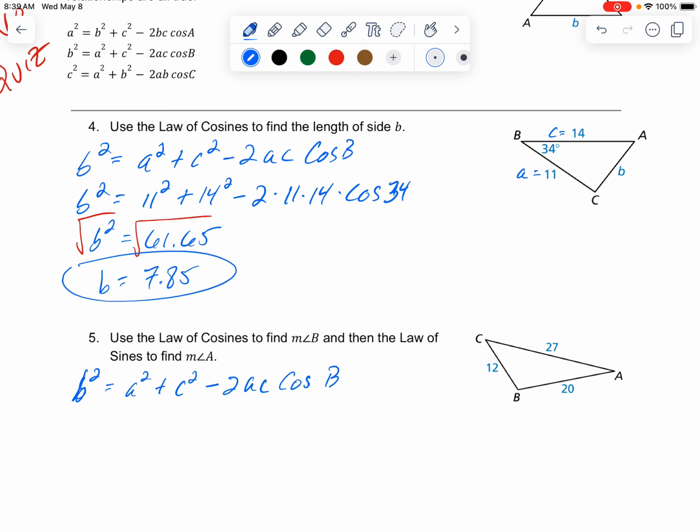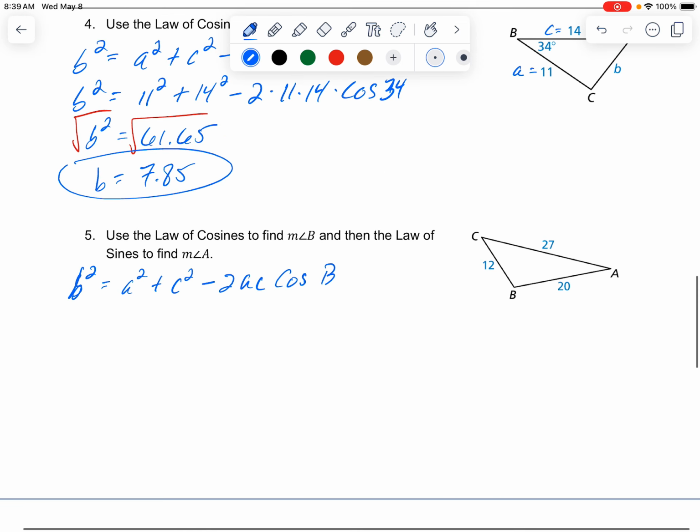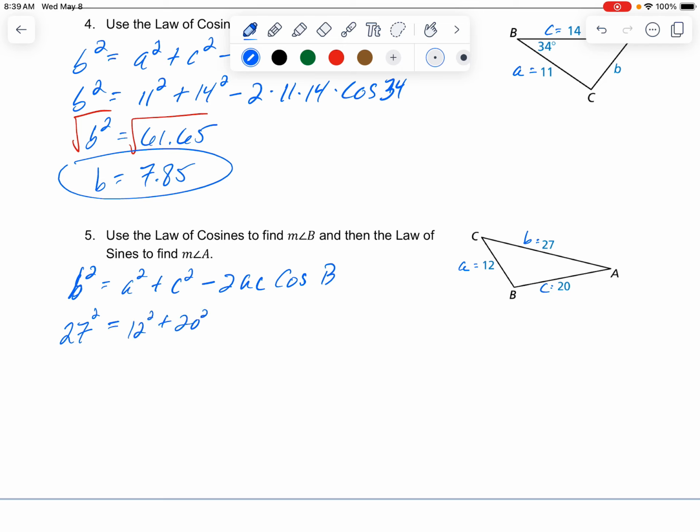And once again, I'm just going to fill in everything I know. That's side b, this is side a, this is side c. So let's just start by plugging them in. So b is 27, so 27 squared equals 12 squared plus 20 squared minus 2 times 12 times 20 times the cosine of B.